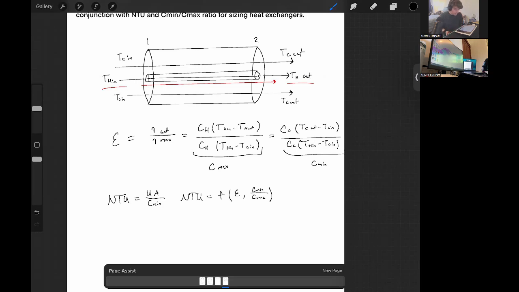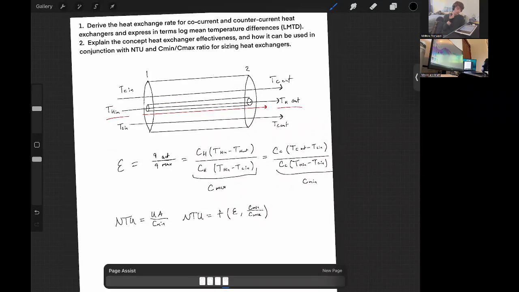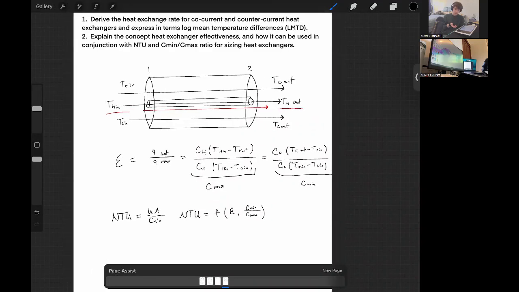Once you have derived that, you can then get the overall efficiency of your system, which, to relate that back into NTU, means you can figure out the size you need your system to be to maximally transfer as much heat as you want, with your co-current or counter current. So that is how we can use NTU in conjunction with C minimum and C maximum ratios for sizing heat exchangers.